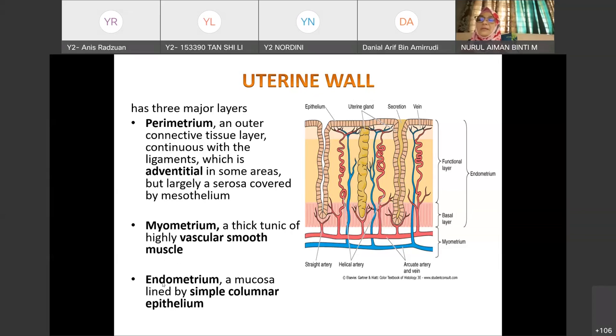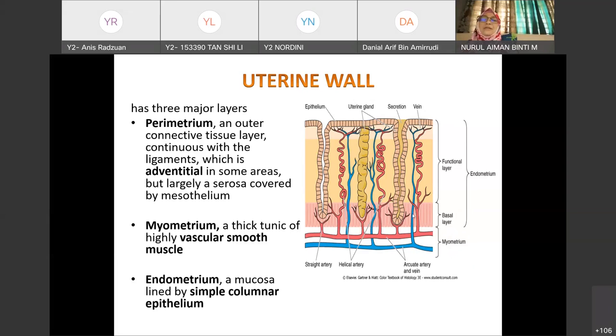The middle layer is the myometrium, a thick tunic of highly vascular smooth muscle, and the innermost layer is the endometrium, which is the mucosal layer lined by simple columnar epithelium. If you look here, this is the endometrial layer. This is the myometrium layer. You can see the muscle and the arteries inside; the artery is very rich inside the muscle layer. And followed by the perimetrium outside.